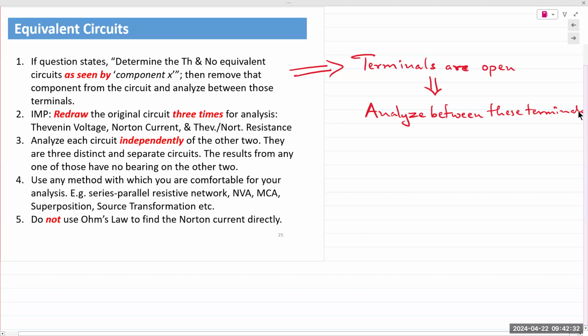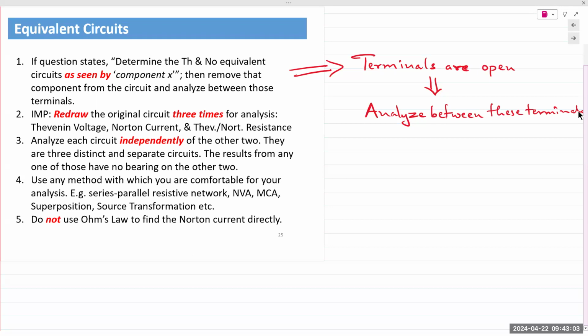Okay, you analyze between those terminals. As you will see in the example, there are multiple ways of stating this exact same phrase. "As seen by" is one of the most common. Another one is if you take a circuit and you say this circuit is going to be connected to another following circuit. So the following circuit then becomes your load resistance that is connected to the first circuit. It'll make more sense when we get to the example.